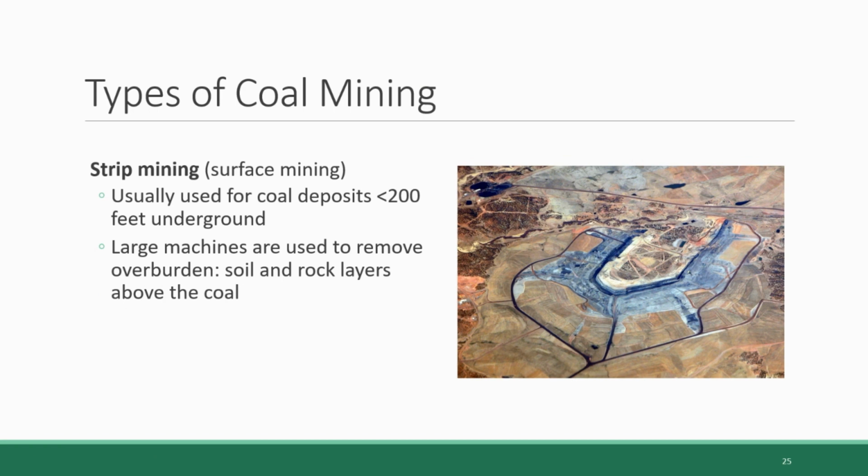And this process strips away large sections of the Earth, which you can see in this aerial photo of the Kayenta coal mine, which was a strip mine that operated from 1973 to 2019 on Navajo Nation, and it was shut down at around the same time that the Navajo Generating Station coal-fired power plant was shut down. We'll talk about that power plant in a few moments.